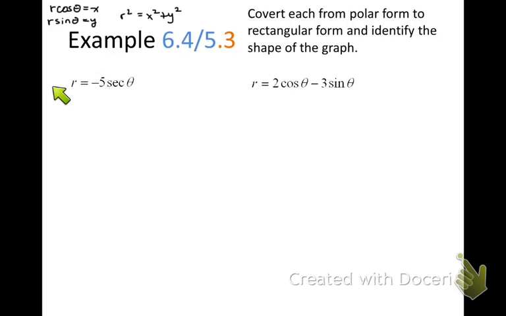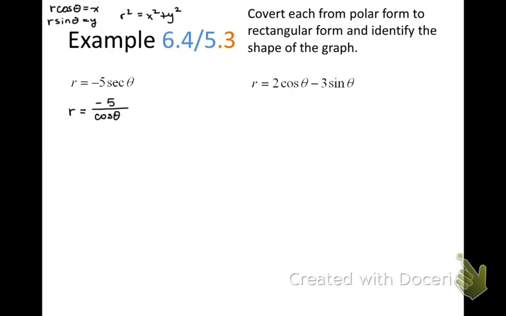Take a look over here. I've got an r on this side by itself, and I've got a secant on this side by itself. How can I rework this so that I have one of these things? Okay, why do you want to do that? So then you could cancel out the secant on one side, and then it would be r cosine theta equals -5. Very good. So just so that people can see that intermediate step, I'm going to rewrite. The secant, remember, is the reciprocal of the cosine, right? So that's why this works.